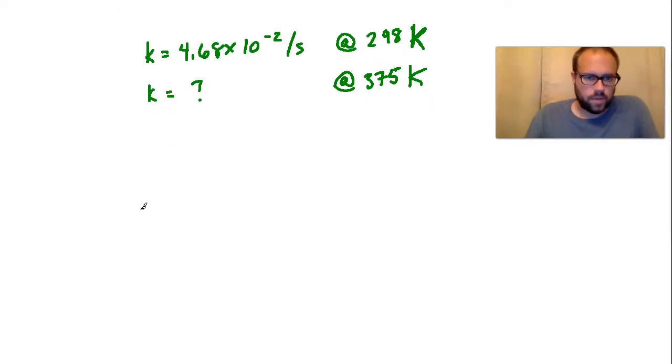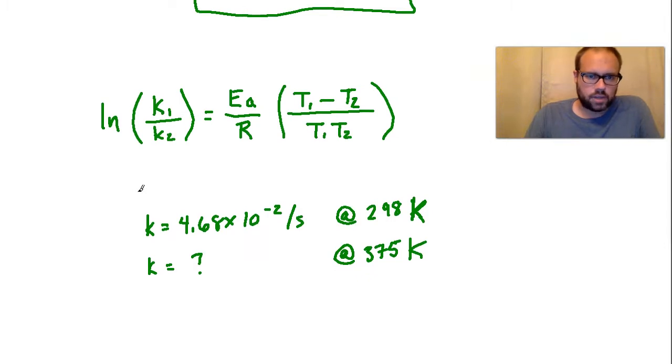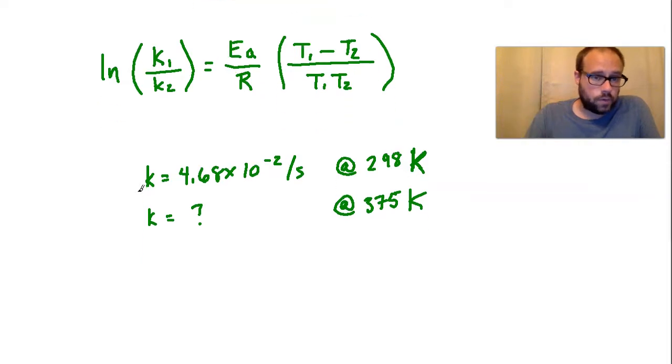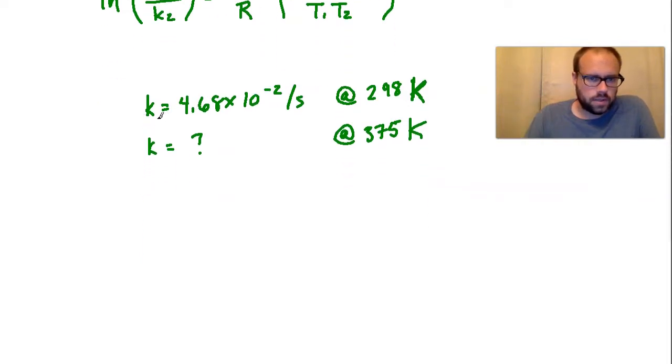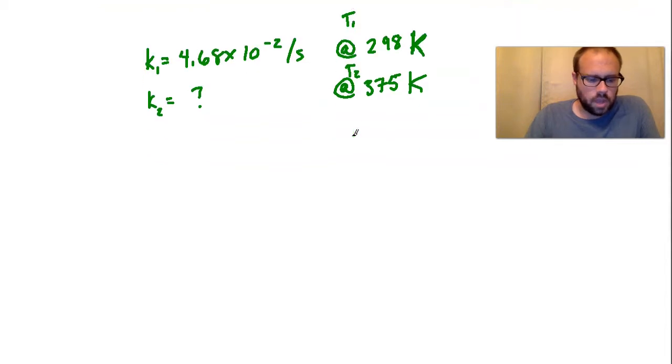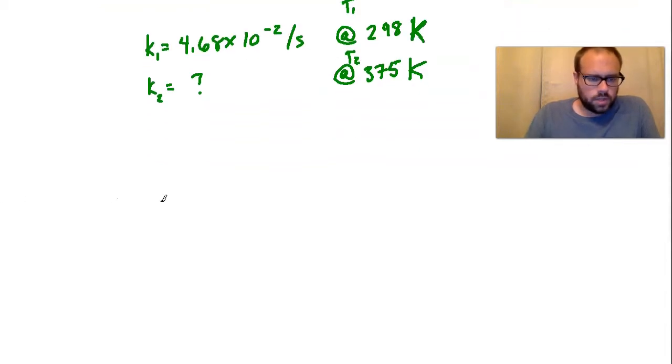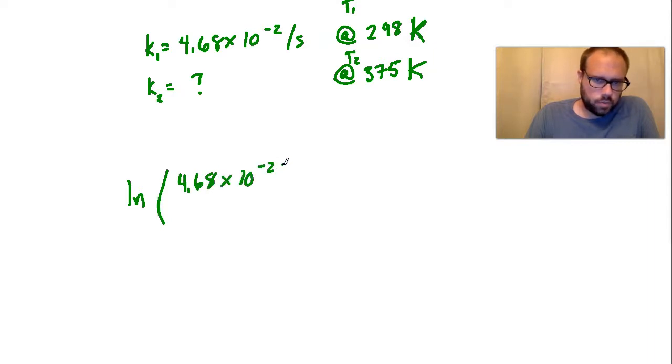Okay, so the way that we can do this, it's going to be a bit of a jumbled mess with everything we have to fit in there, but we utilize this equation here, right? And we're going to solve for K2. We could call this K1, and this is K2, and this would be temperature 1, and this will be temperature 2 here. All right, so setting this up, what is it going to look like? Well, it's going to be the natural logarithm of 4.68 times 10 to the minus 2 per second over rate constant 2, which is what we'd like to find.